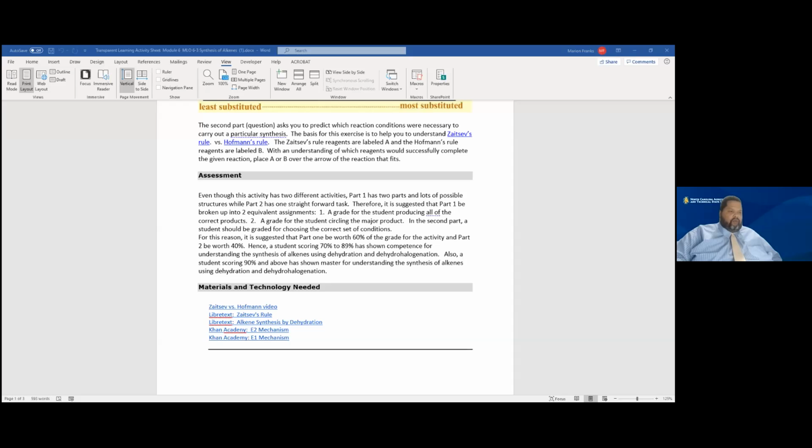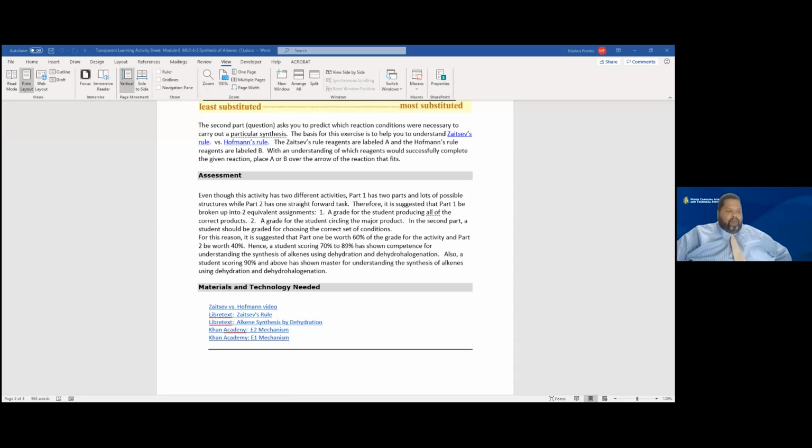So as we look at the actual activity, we're talking about the synthesis of alkenes. And in talking about the synthesis of alkenes, the first method in synthesizing alkenes is the dehydration reaction. So what is given are dehydration conditions and an alcohol. From this, a student can learn how to use the alcohol and how to predict what products would come about from the dehydration reaction.